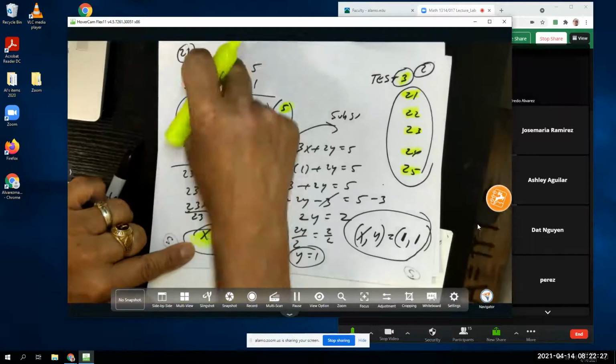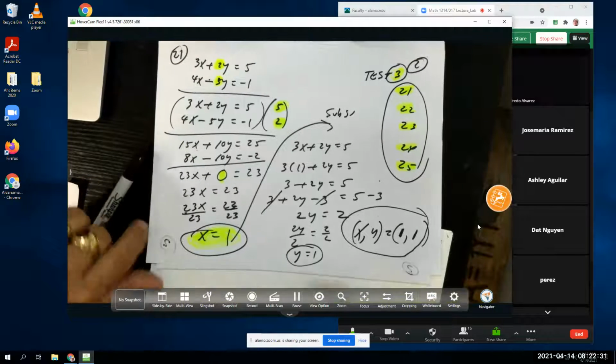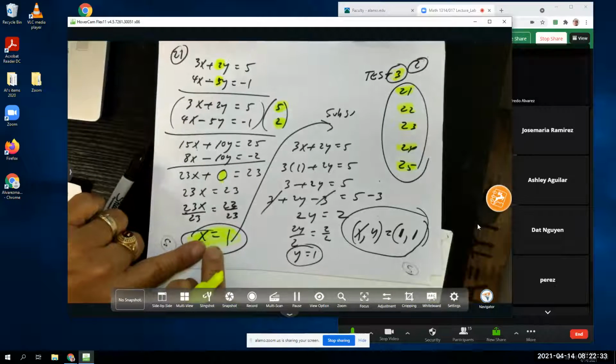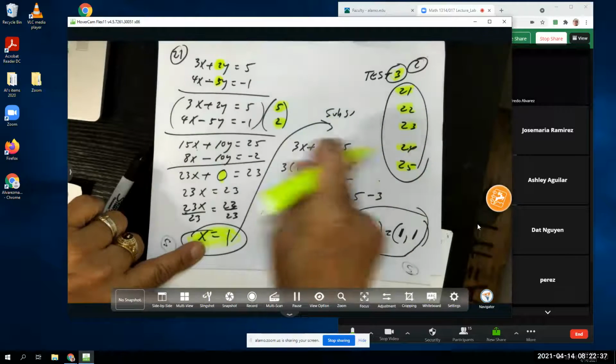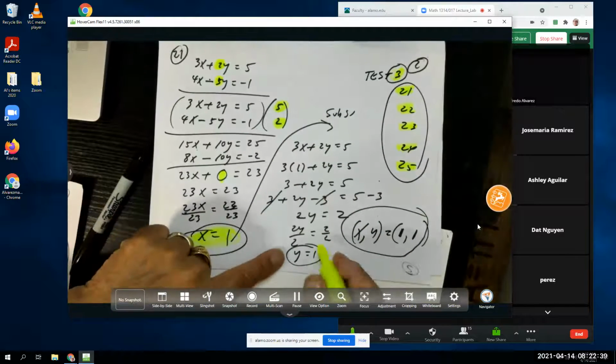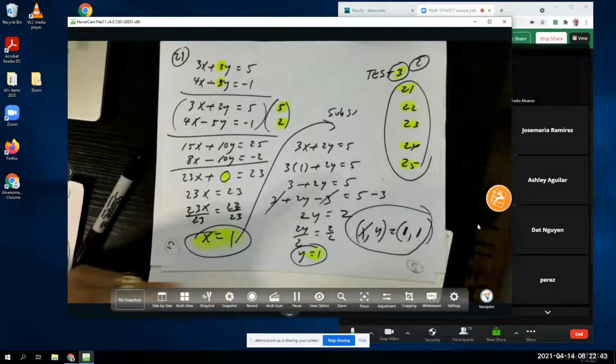If I got 7, put it in the first one. If I got 9, put it in the first one. That's like the easy way. Whatever I get for the answer, where are you going to put it? The first one, and then you sub it in there, and then you'll get the other answer. And then once you do that, you'll have 2 answers, x and y. Once you get x and y, you have it.